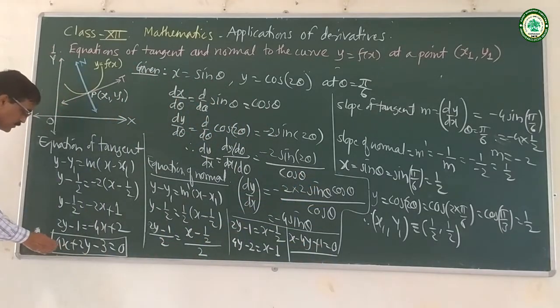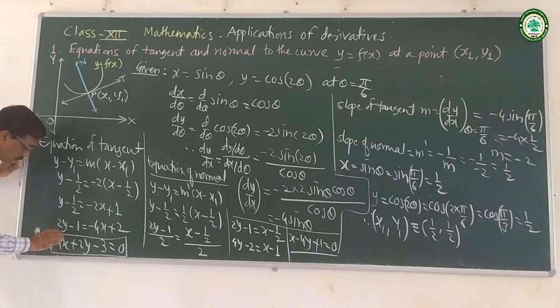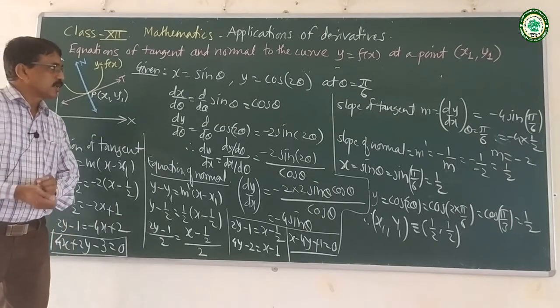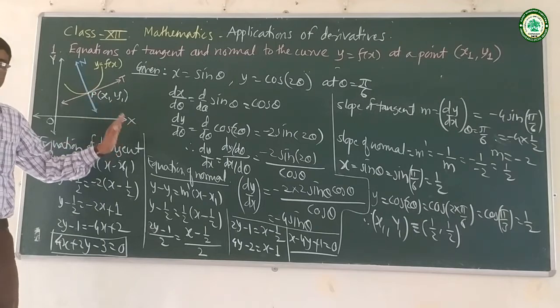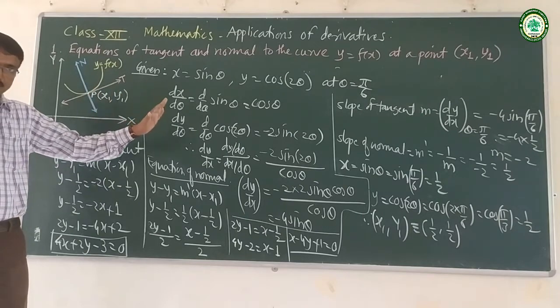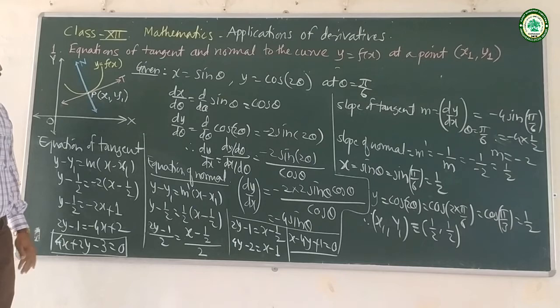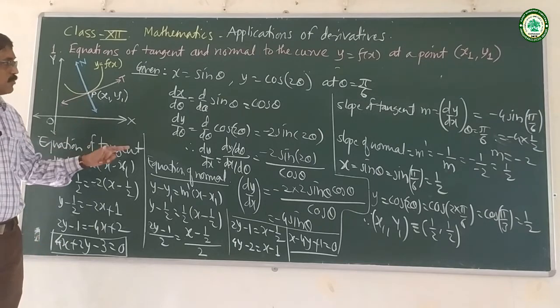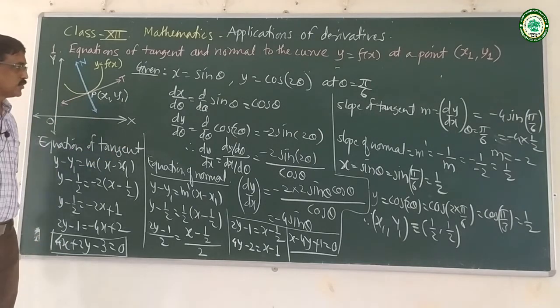This is the equation of tangent to the curve if a curve is given in the form of parametric functions. So this is how we found the equations of tangent and normal to the curves.